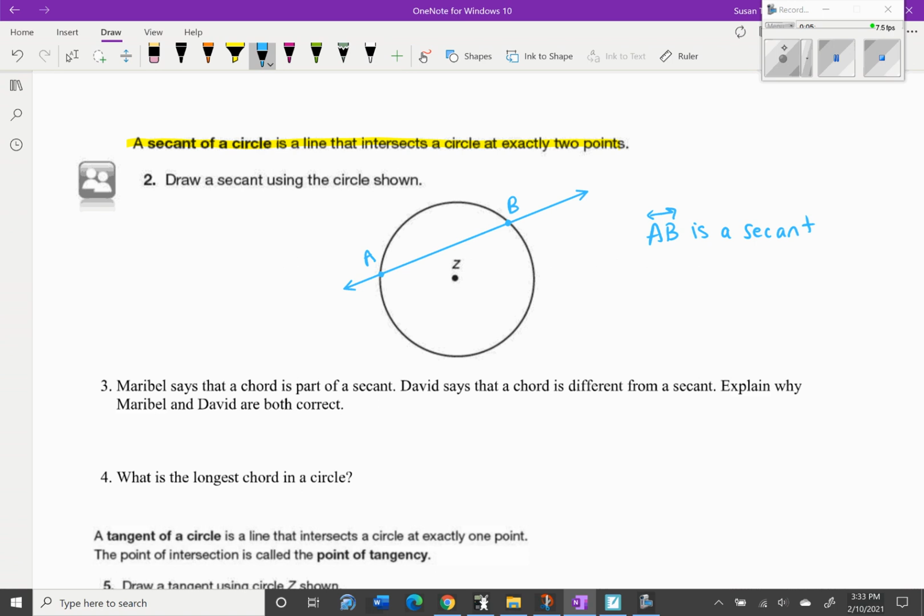And if you were to write it like this, without the arrows on top, we would say AB, if it didn't keep going, is a chord. So if we just stopped at those 2 points.